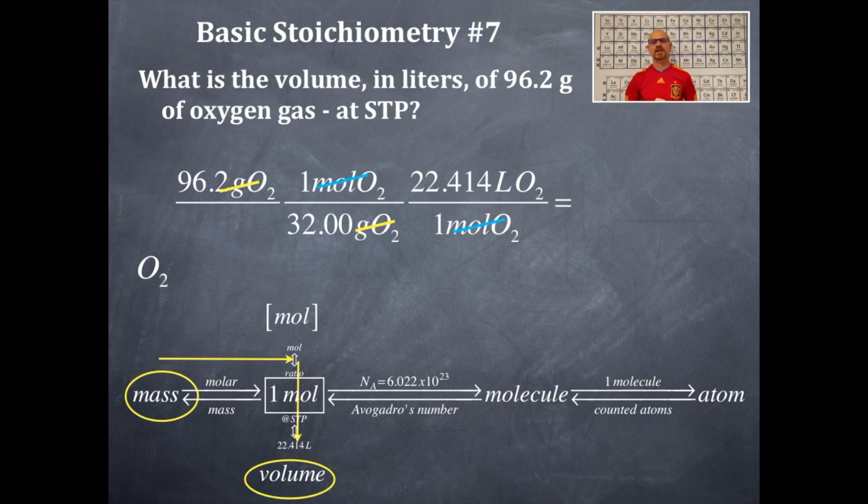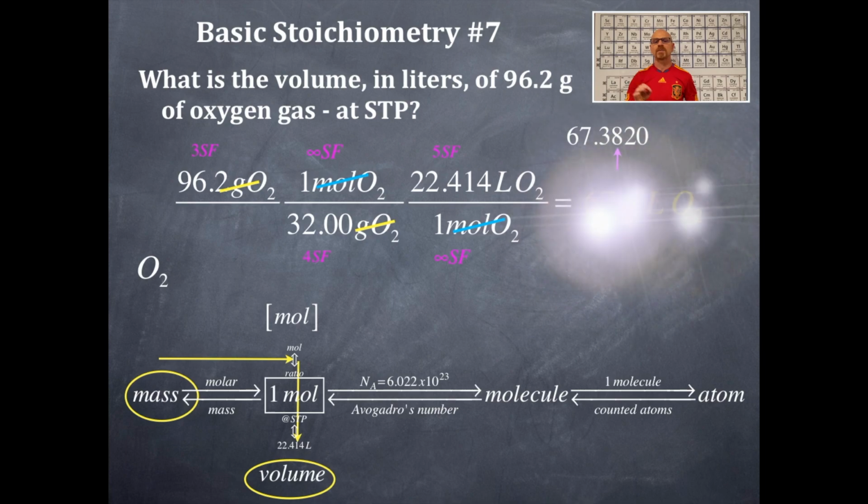So the moles here are going to cancel out. Now I need to figure out my significant figures. There are 3 significant figures for my starting number, infinite for the moles, and for the 22.414 liters, there are 5 significant figures. The molar mass for oxygen has 4 significant figures, and 1 mole is an infinite number of significant figures. I'm going to get a number in my calculator, and then round it to 3 significant figures, which is the least number of significant figures in this problem. I'm looking at that 8 for rounding. That's 5 or greater, so I'm going to add 1 to the preceding digit. That 3 becomes a 4.